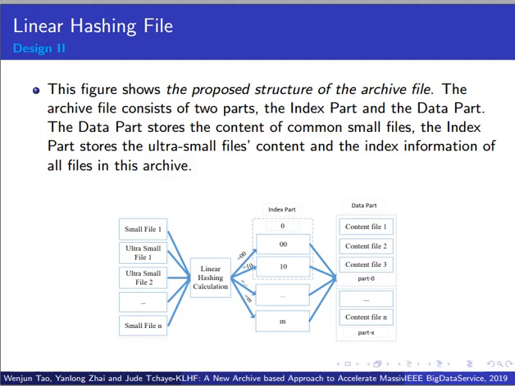The figure shows the proposed structure of the archive file. The archive file consists of two parts: the index part and the data part. The data part stores the content of common small files, and the index part stores the ultra small files' contents and the index information of all files in this archive.